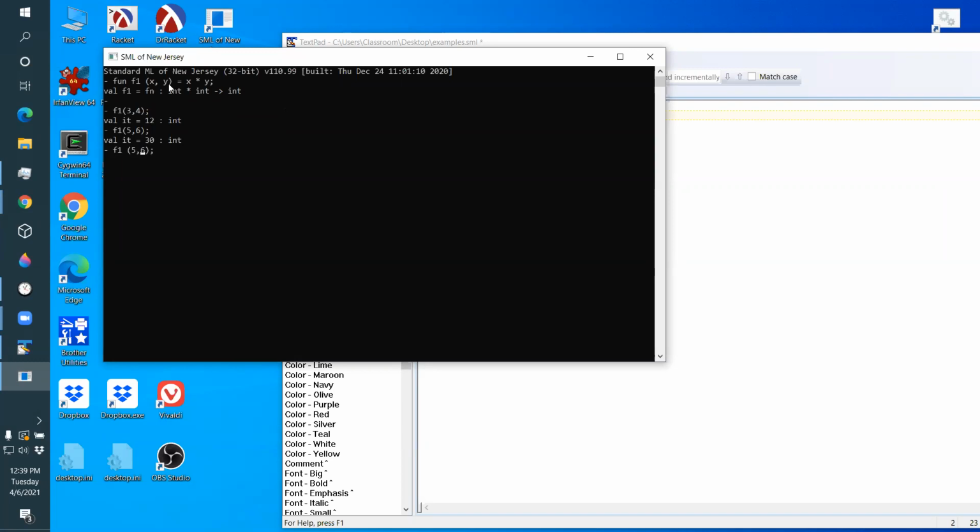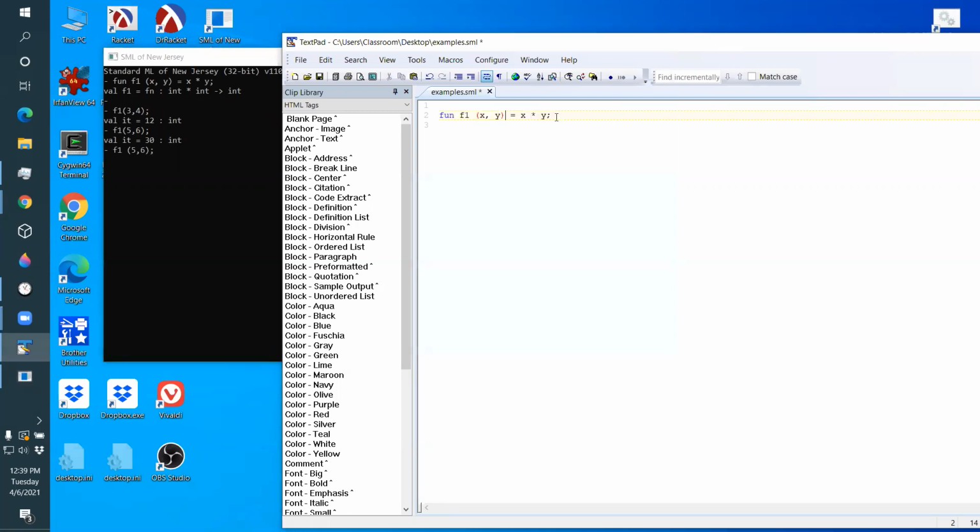So here's the thing. F1 is not a function of two variables. F1 is a function of one input. So this is a function with one input parameter. Not that it looks like it, but it has one input parameter. The input parameter is this tuple. Now let me define another function.